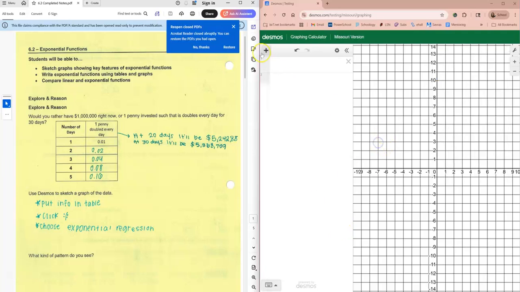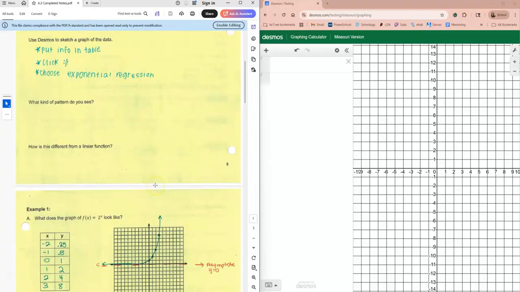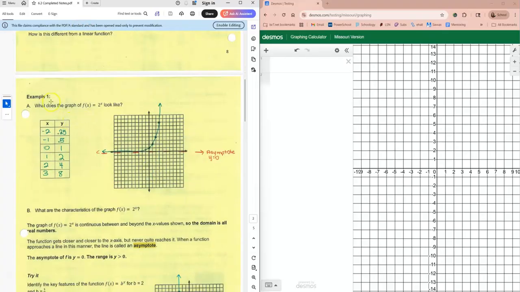In this video, I'm going to recap graphing exponential functions, which is 6.2. So we're going to start by looking at example 1 from our notes, which was f of x equals 2 to the x. Now, on your table, these are the x values that you're going to have almost every single time: -2, -1, 0, 1, and 2.